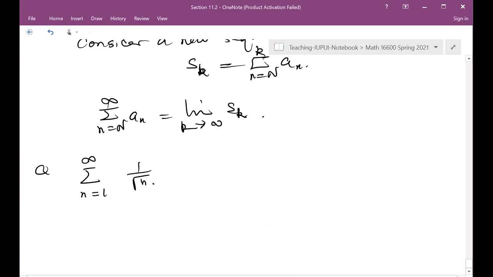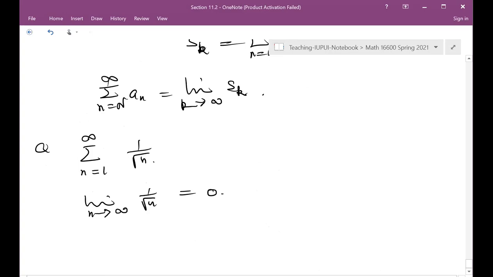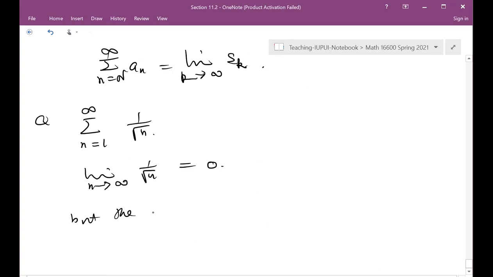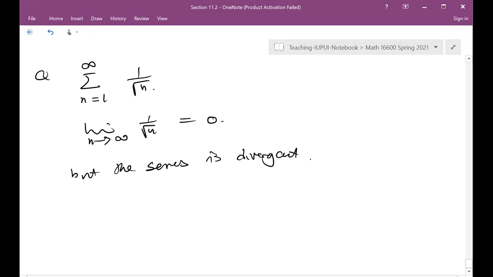Okay, here's another example. And then this one, the limit is 0, but the series is divergent. Then how to prove it's divergent? It's not easy to do that. We are going to prove that in the next section.